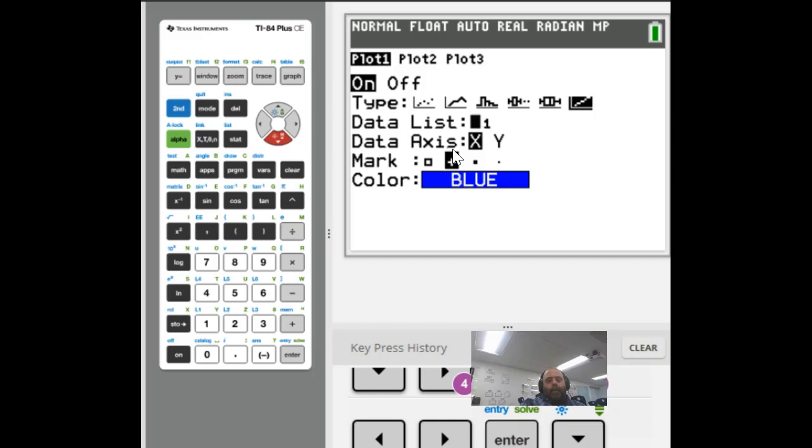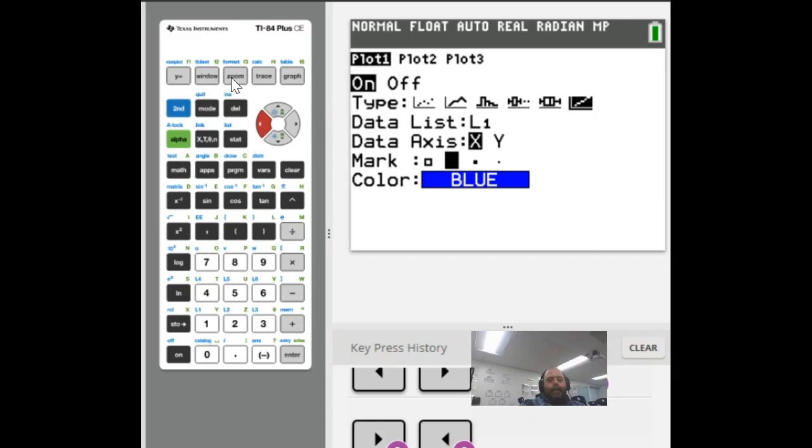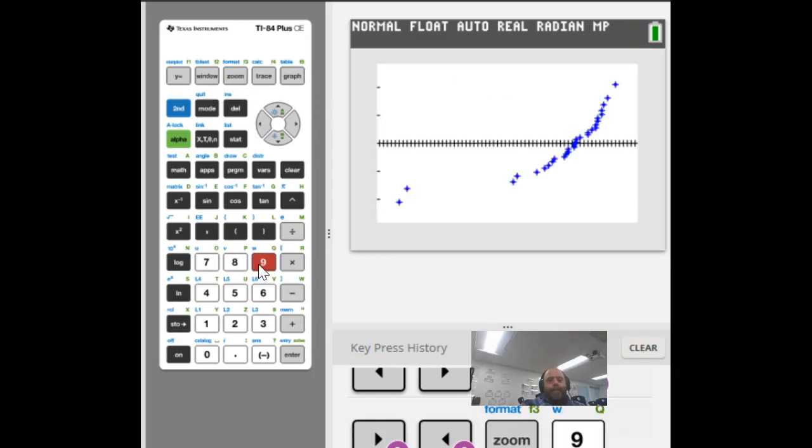My data is in L1. My data axis is always going to be the X. It gives me a chance to pick my marker. I like the pluses. It just makes things look a little prettier to me. So I'm going to hit zoom 9, which is going to make this plot.